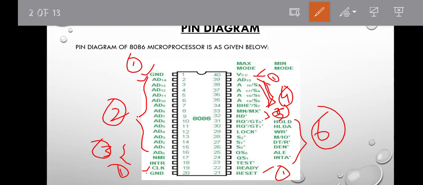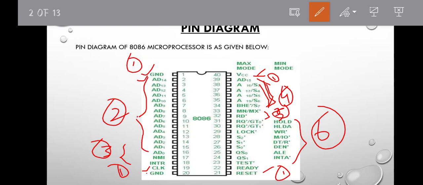In maximum mode the pins are RQ bar/GT0 bar and RQ bar/GT1 bar. These are the request pins, and then LOCK, S2, S1, S0, QS0, QS1. First we learn the maximum mode pins, after that the minimum mode pins: hold acknowledge, WR bar, M/IO bar (memory or input/output), DT/R bar (data transmit or receive), DEN bar (data enable), ALE (address latch enable), and INTA bar (interrupt acknowledge). This is the sixth step.